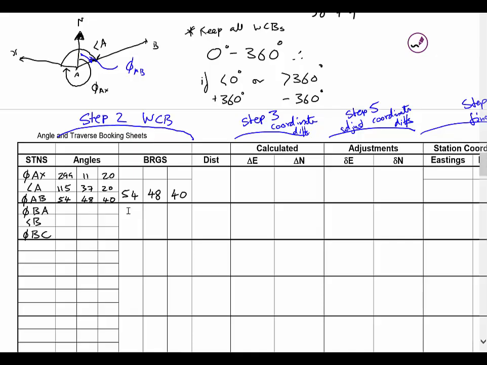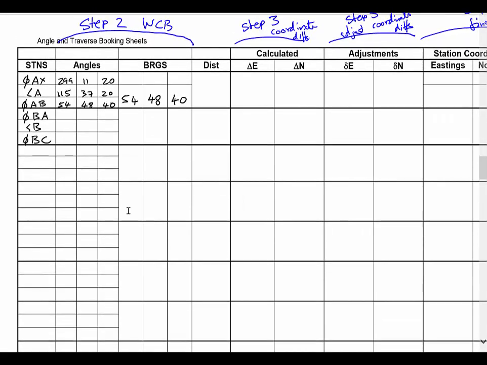If we have a whole circle bearing AB, and we want to work out the whole circle bearing of BA, it is going to be plus or minus 180 degrees, because it's the same line in exactly the opposite direction. So we add 180 to 54, 48, 40, and we get 234, 48, 40. The angle at B has been measured and we've also corrected it, so that's 168, 19, 30.